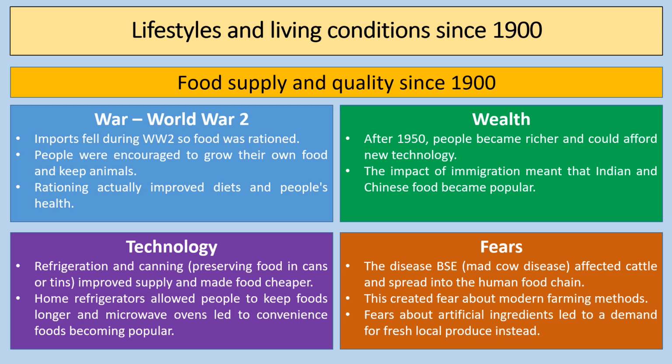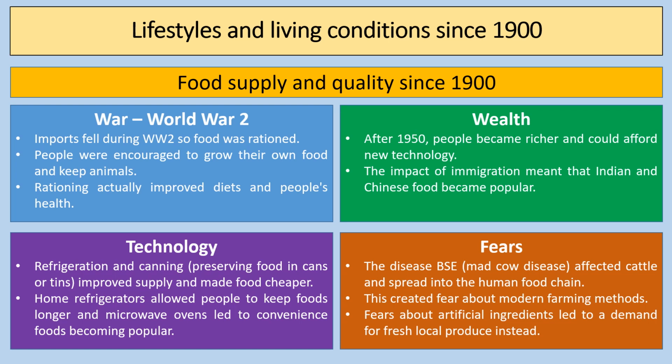After 1950, people became richer and could afford new technology. The impact of immigration meant that Indian and Chinese food, as well as other types of food, Italian food as well, became more popular. In terms of technology, refrigeration and canning improved supply and made food cheaper. Home refrigerators have allowed people to keep foods longer, and microwave ovens have led to convenience foods such as microwave meals becoming popular. There's been fears over food.